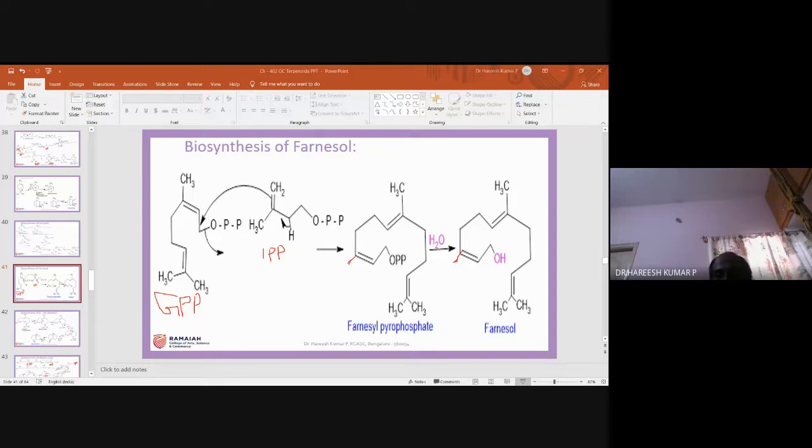What will happen here? A cyclization, forming a decalin moiety. How the cyclization? There will be a new bond formation between this carbon and this carbon. So that is how a six-membered ring is formed. And there will be a new bond formation between this carbon and this carbon. That is how one more six-membered ring. Both the rings are six-membered. Now it's called a trans-decalin derivative.